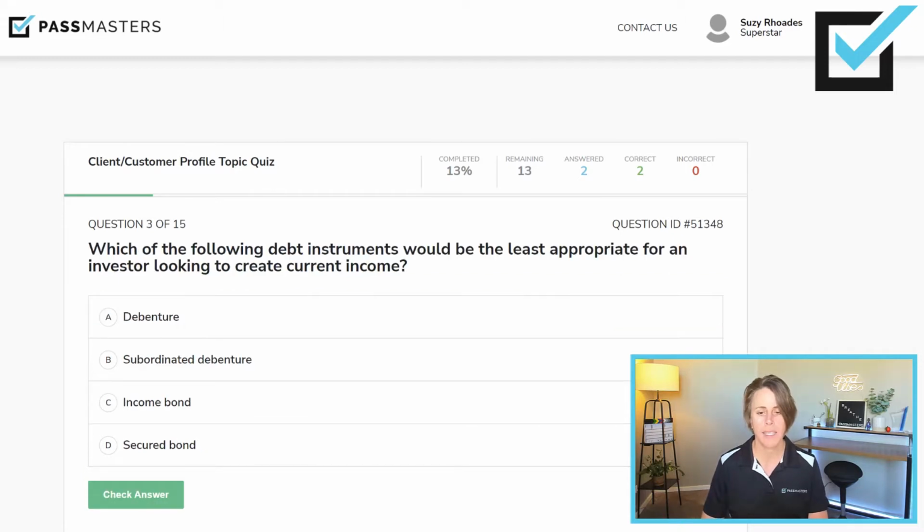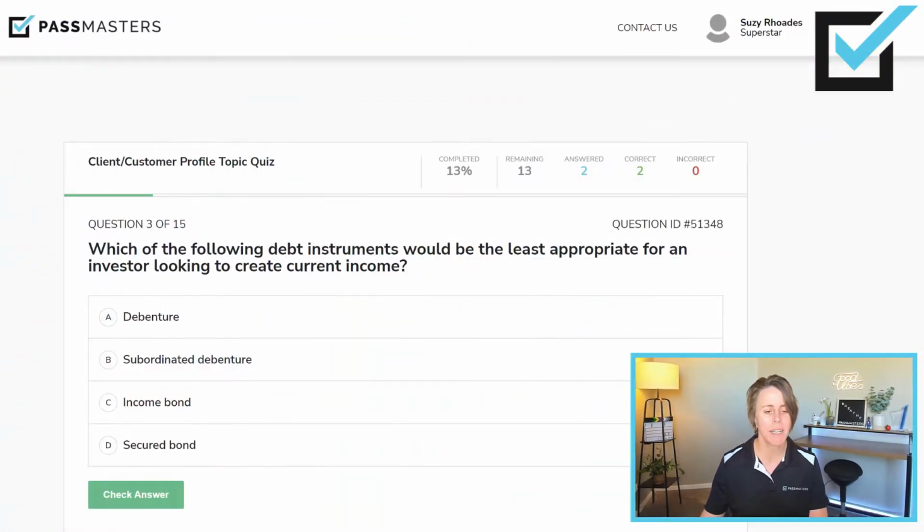Which of the following debt instruments would be the least appropriate for an investor looking to create current income? We have debenture, subordinated debenture. So debentures are unsecured corporate debt. We have an income bond and a secured bond. A secured bond is a bond that's backed by collateral. There's various types of secured bonds. The most common is a mortgage bond. There's also equipment trust certificates, which are backed by rolling stock like airplanes, fleet vehicles, railroad cars. And there's a collateral trust certificate, which is backed by securities owned by the company.